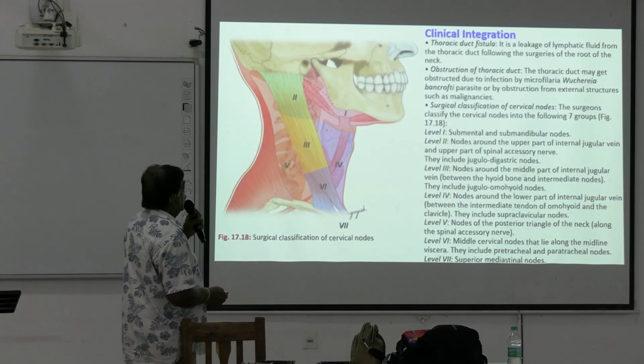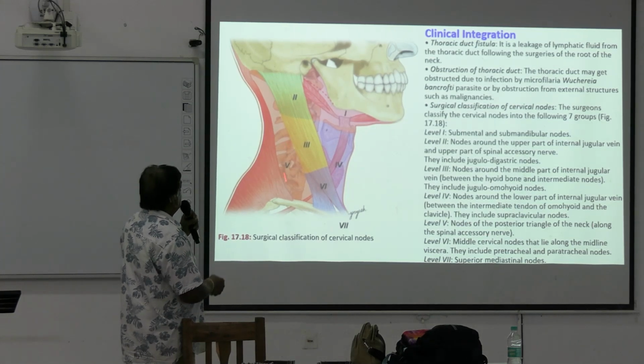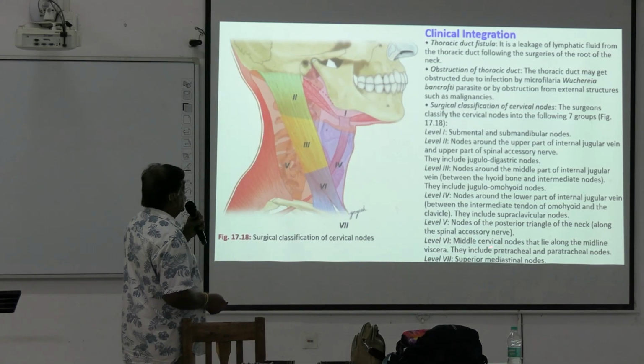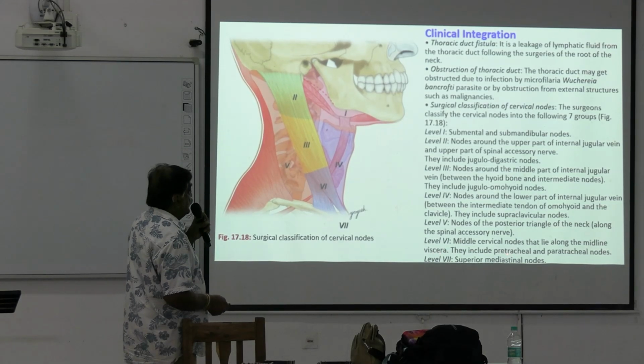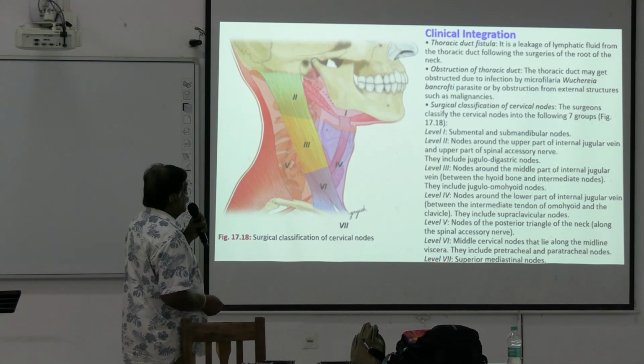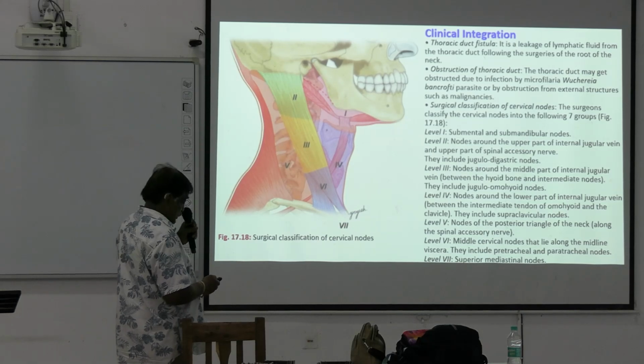Level 5: nodes of the posterior triangle of the neck along the spinal accessory nerve. This is the posterior triangle. Level 6: middle cervical nodes that lie along the midline viscera. They include pretracheal and paratracheal nodes. And level 7: superior mediastinal nodes.